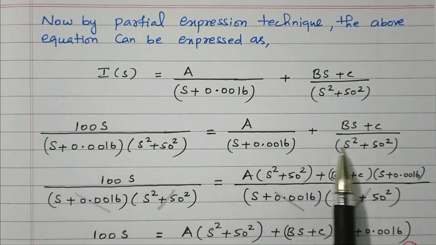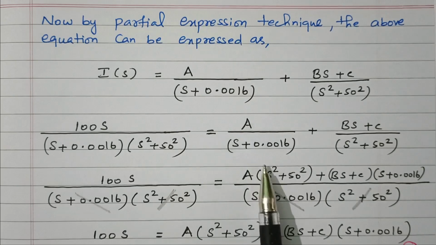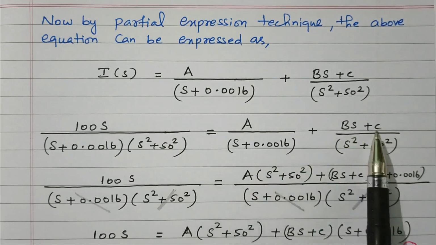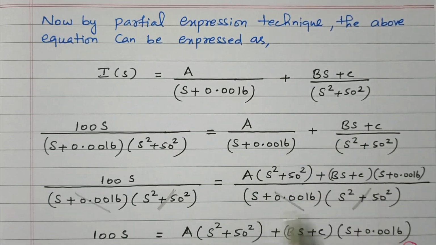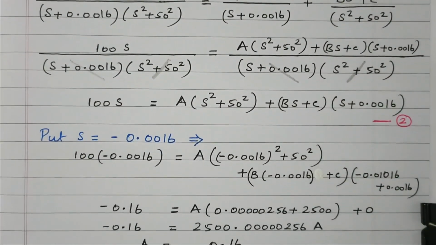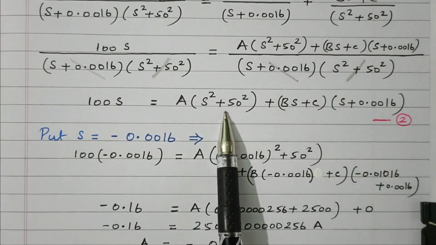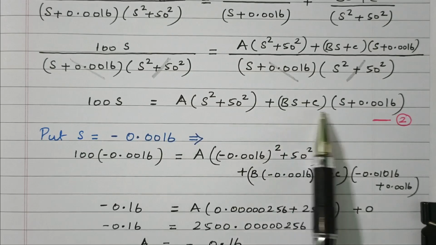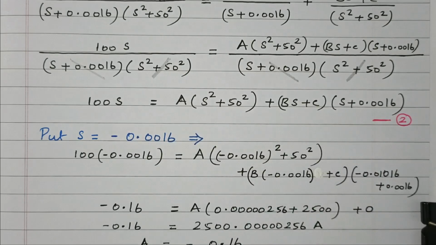Now we'll take the LCM of these two terms. This term is multiplied with a, and this term is multiplied with bs plus c, because here only one term is available and the other term is not available, so it is multiplied. Now these two terms available on both sides get cancelled. So finally what we got: 100s equals a into (s square plus 50 square) plus (bs plus c) into (s plus 0.0016). Now we'll call this equation number 2.